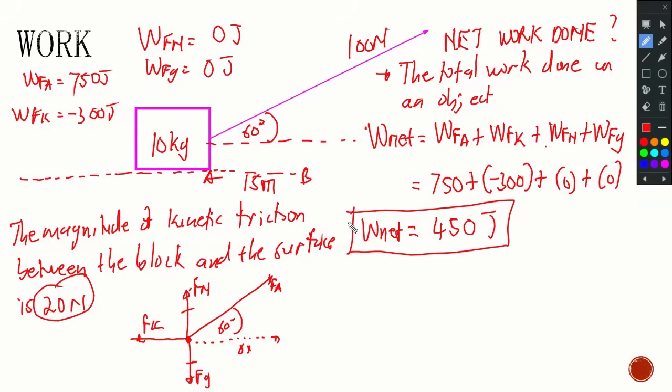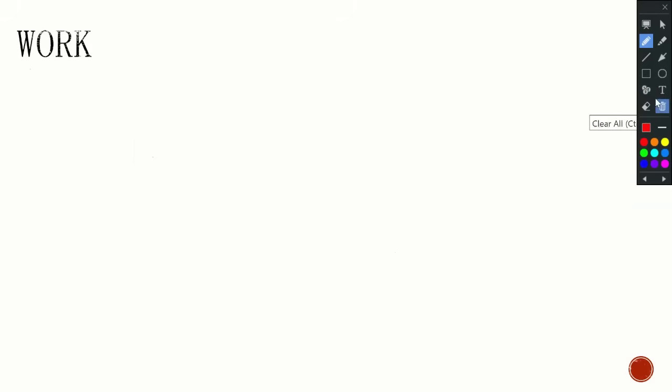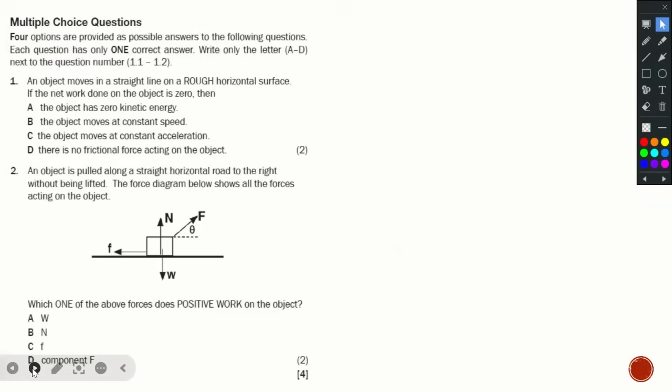Okay. So now I hope we are fine with the work section, right? So, okay, let's look at some few exercises on that.